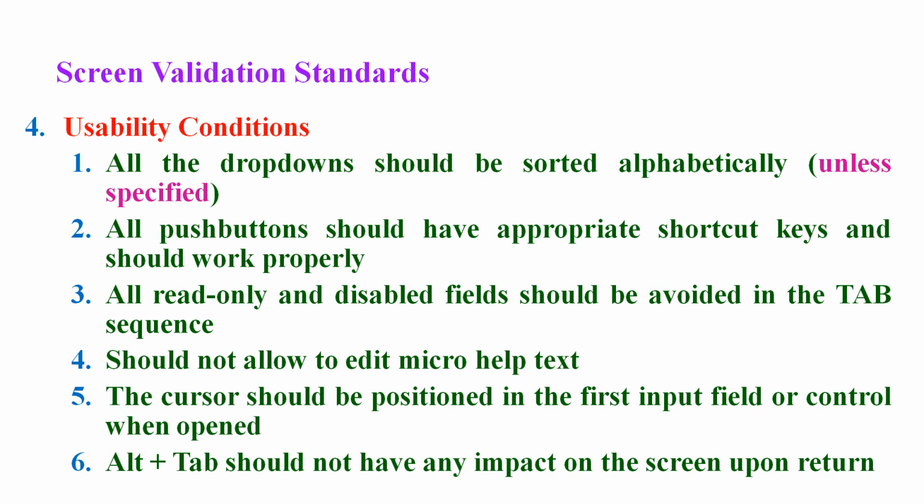Yes or no? If the field itself is disabled, by using the tab key, it should not get selected. If it is getting selected, it means there is a defect. Right? Next, should not allow to edit the micro help text. See, if you move the mouse arrow onto the save option, then "Save, Control S" text will be displayed. That text should not be allowed to be edited, to modify the spelling or anything like that. That is the fourth one: should not allow to edit the micro help text.